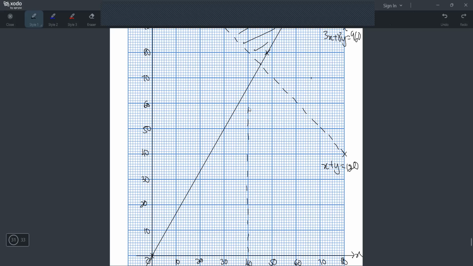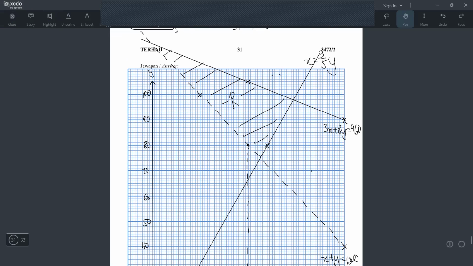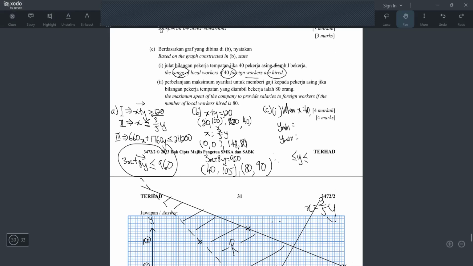So which one is the minimum? You have to look at the shaded region. The first contact point with the shaded region will be the y minimum. So the first contact point with the shaded region is here. When you draw across to the y-axis from here, that will be the y minimum. This 80 is the y minimum, right? So I read 80 here, the minimum.